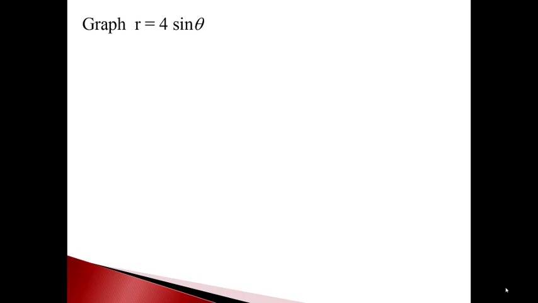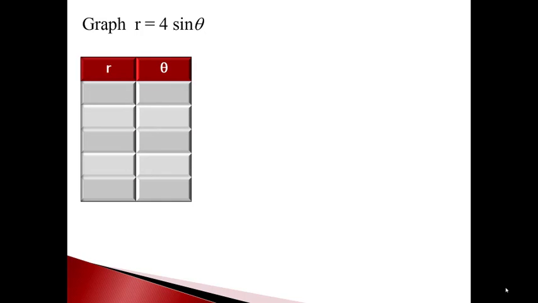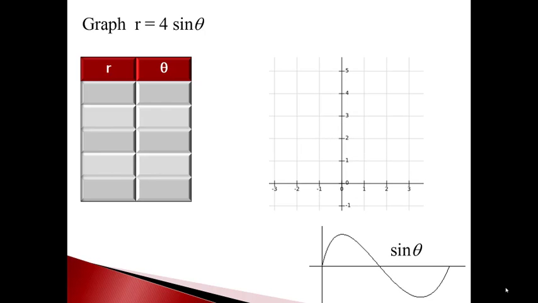Graph r equals 4 cosine theta. We construct a table of values by choosing values for theta and approximating the corresponding values for r. Do not forget that even though we pick theta and find a value for r, we still represent the table values as ordered pairs of the form (r, theta). Then we plot the corresponding points in the plane.